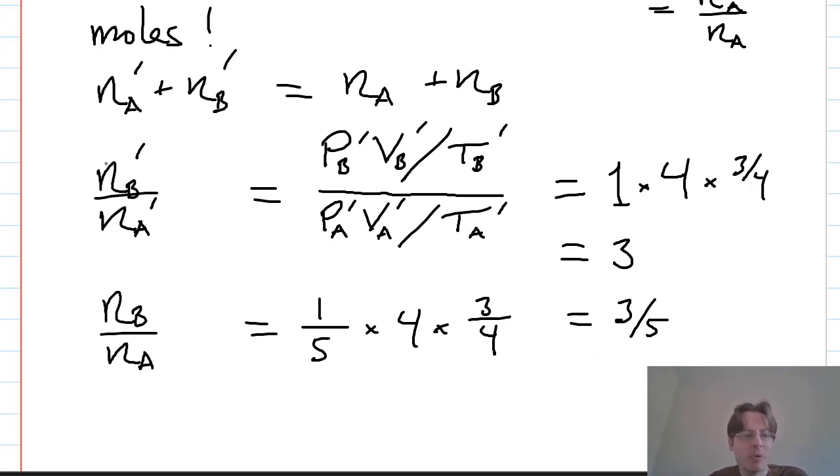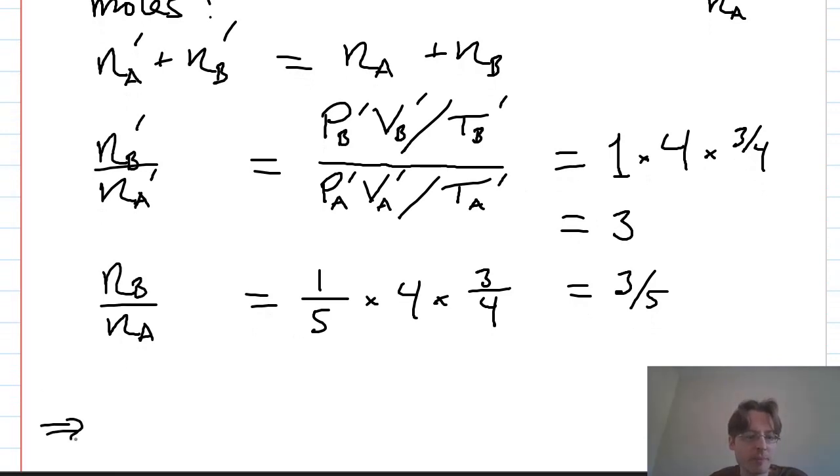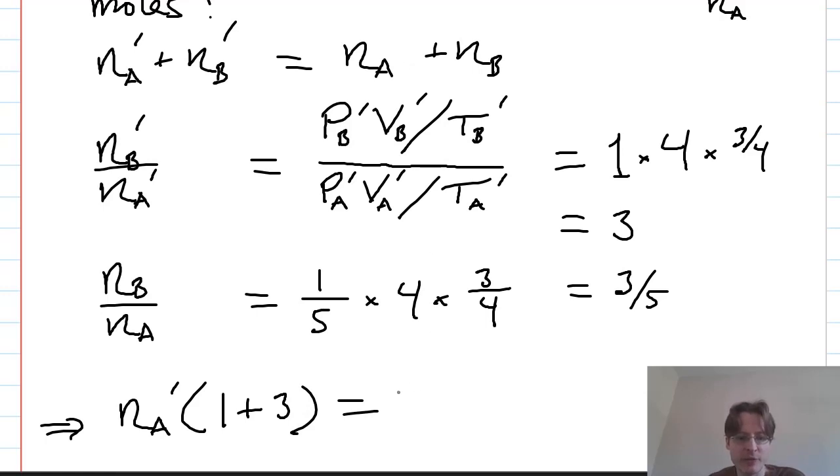And now we're set. Now I can plug both of these into the total number of moles expression here, and I'll know how the number of moles in just container A will change. That tells me the pressure. Okay, so let's plug these things in. NA prime plus NB prime, but NB prime is 3 times NA prime. So that means I have NA prime times 1 plus B over A prime, which is 3. And on the right side, I'll factor out NA, and that gives me 1 plus B over A, which is 3/5.